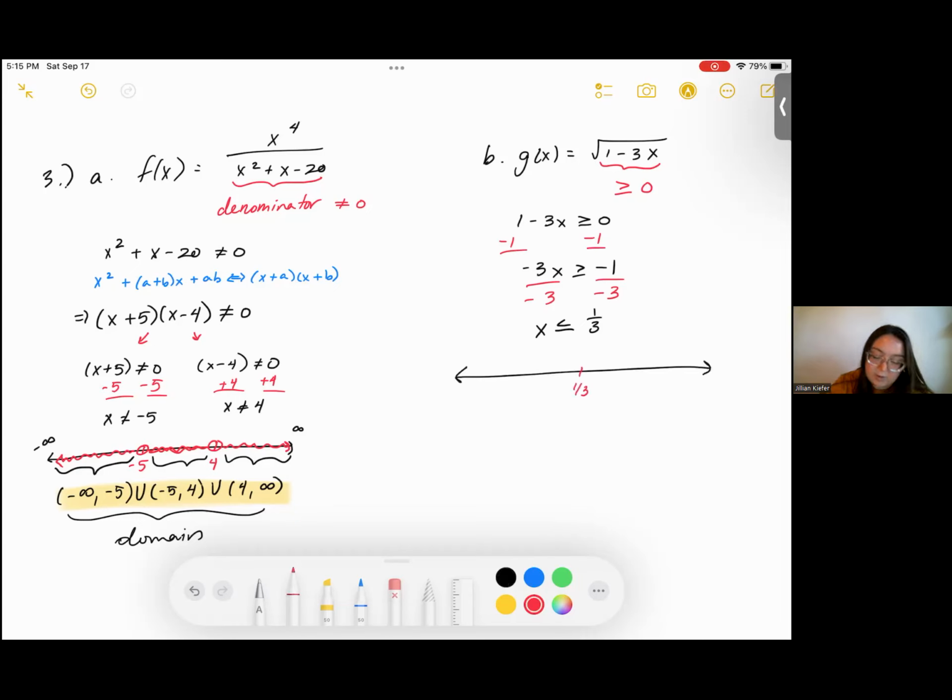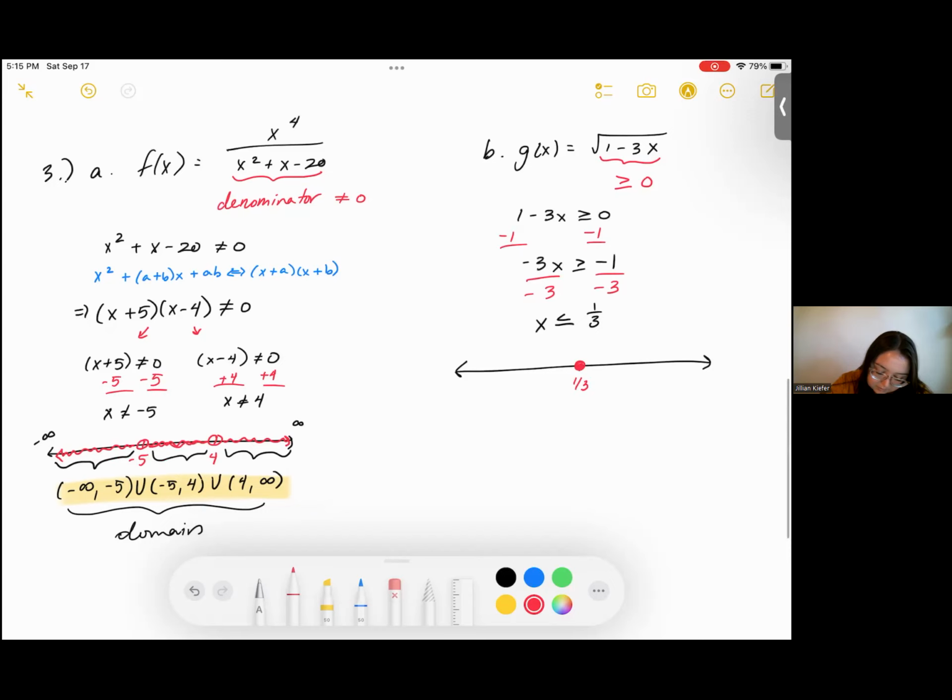And here is our value of 1/3. Now, we have that x is less than or equal to 1/3. So unlike our previous problem, we can include 1/3. So we're going to put a big colored in circle on 1/3. So we are including 1/3 in anything less.